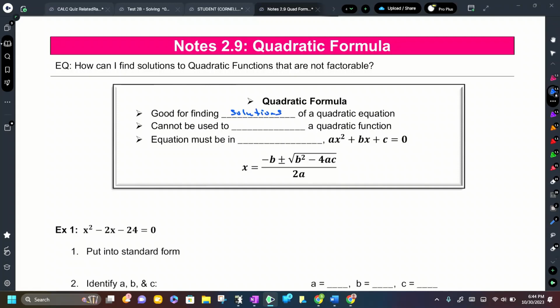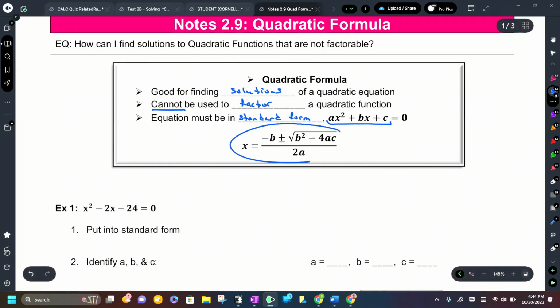and it cannot be used to factor. All it's going to do is give us solutions. It's going to give us those x-intercepts. And the equation, just like pretty much everything we've done this year, must be in standard form. Right? So it's got to be in that ax squared plus bx plus c form.